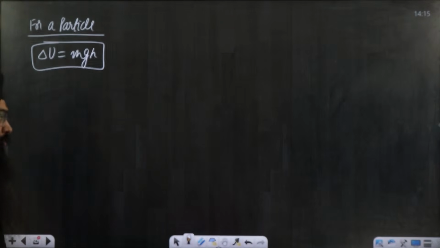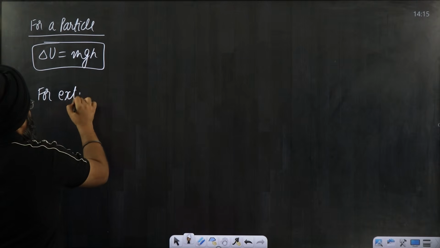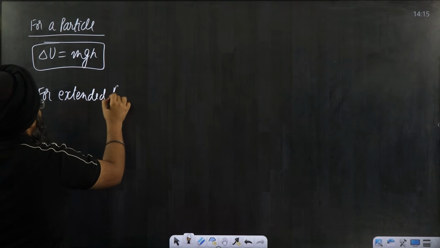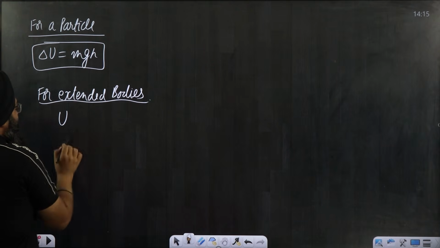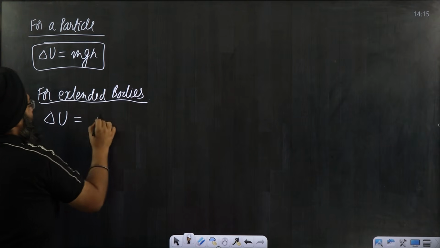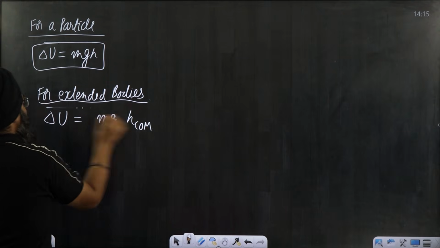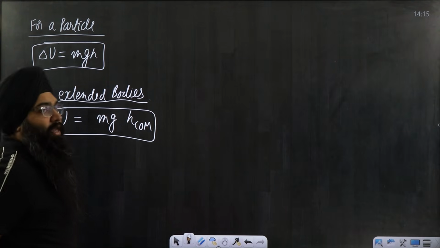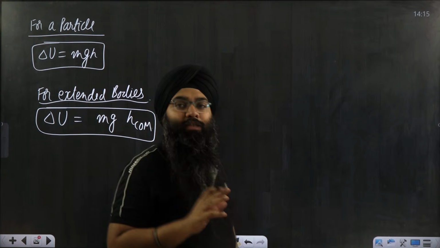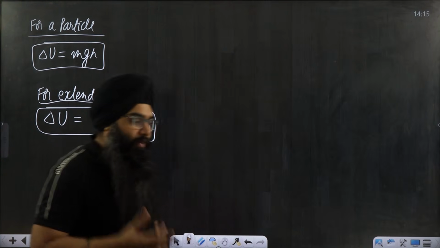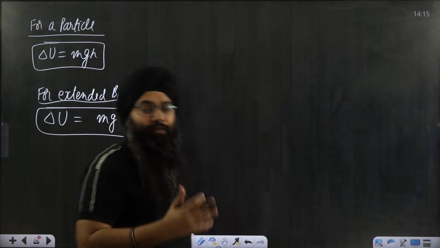But what I am trying to tell you is that for extended bodies, always remember the potential energy or change in potential energy will be given by m into g into the height of the center of mass of the system. Please understand very carefully. Whenever you are going for extended bodies, extended body means a continuous body. It can be a rod, disc, ring, sphere, anything.